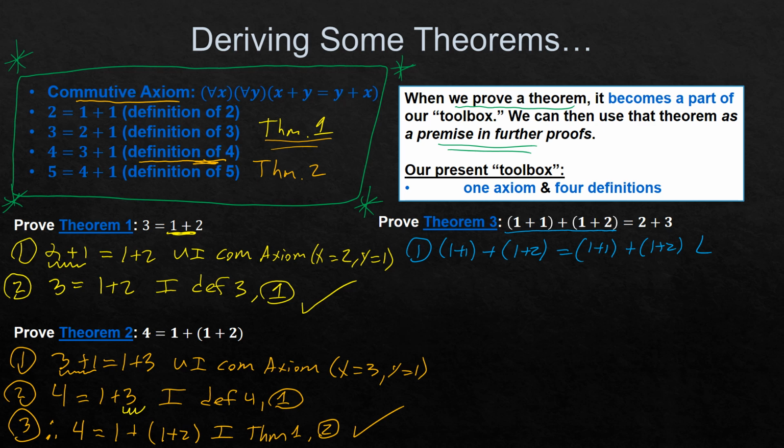Because now, all we have to deal with is the right-hand side. We have to deal with this quantity. We want that to be 2. And we can deal with this quantity. We want that to be 3.